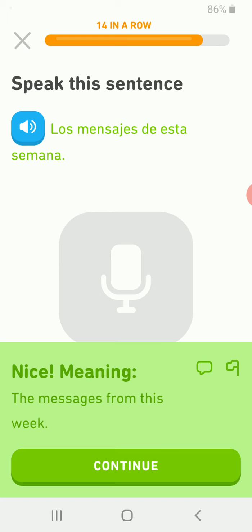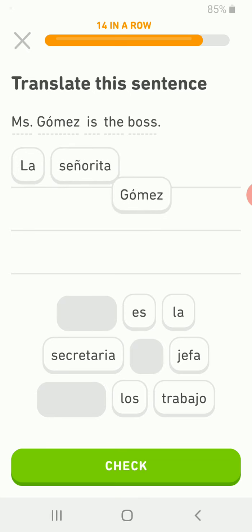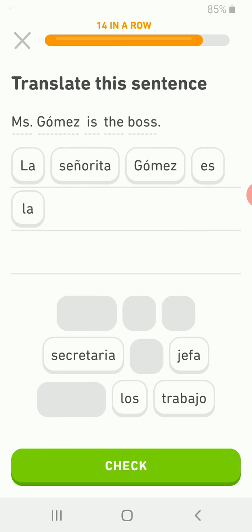Los mensajes de esta semana. Like I said, esta is this and semana is week. So the messages of this week. Mrs. Gomez is a boss. So here it's not Mrs., but it's Ms. So señorita. We have met señora, which is Mrs., and Miss is señorita, but it seems that Ms. is also señorita. So la señorita Gómez es la jefa. Jefa.